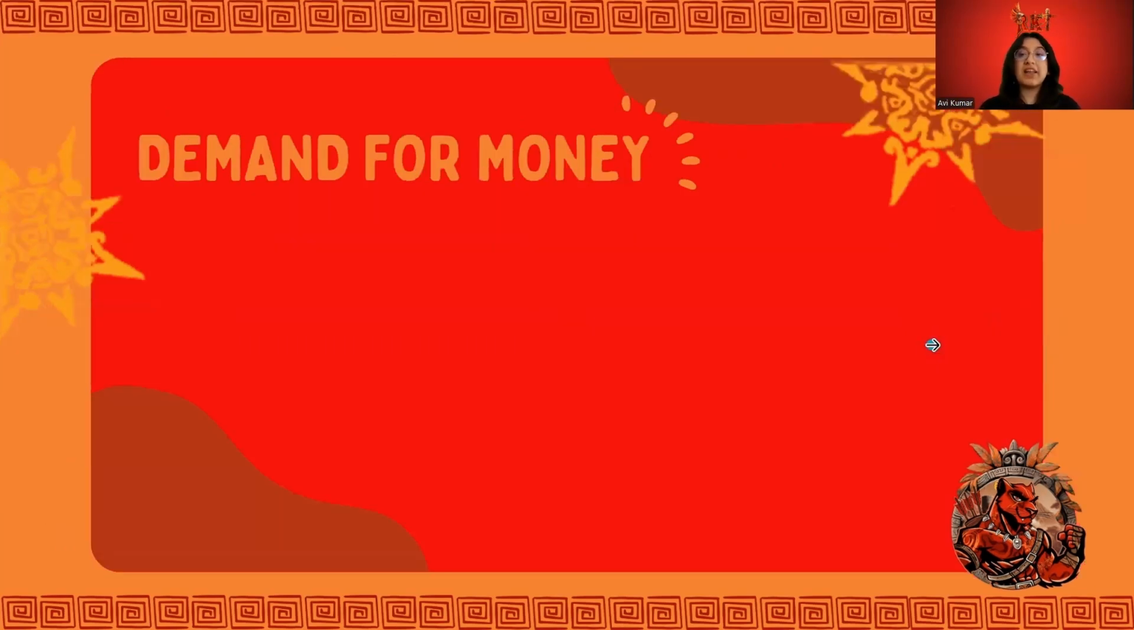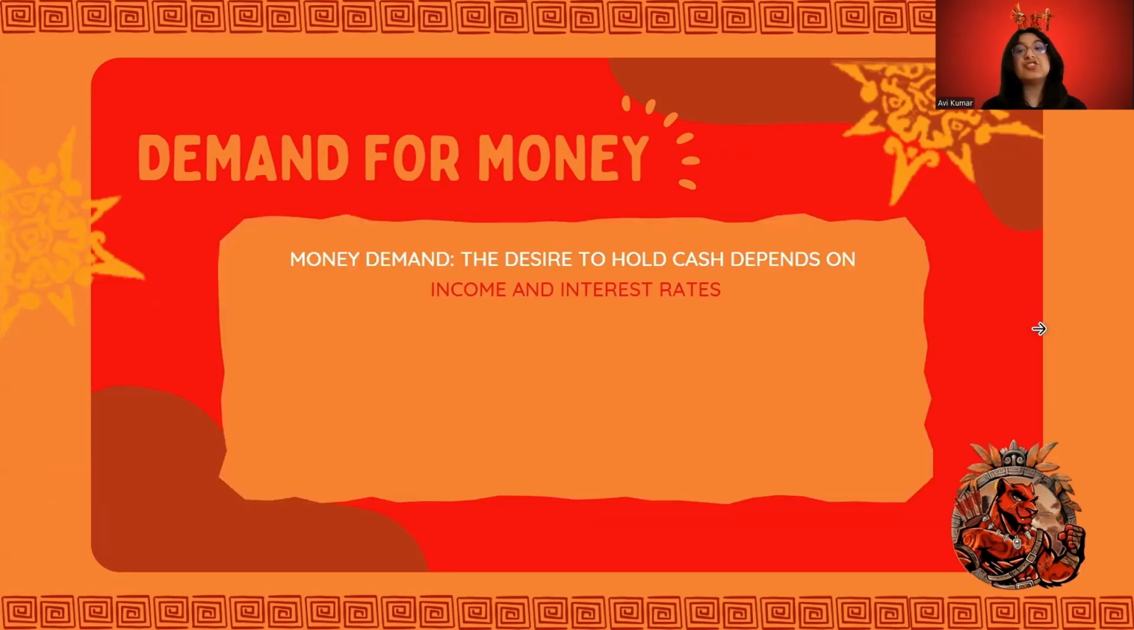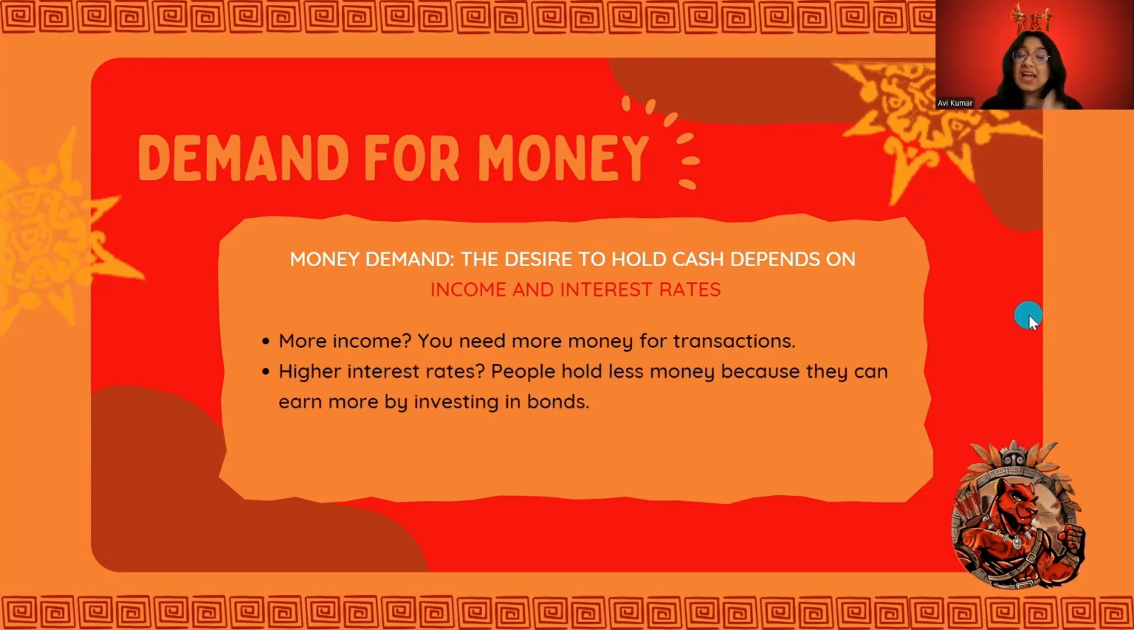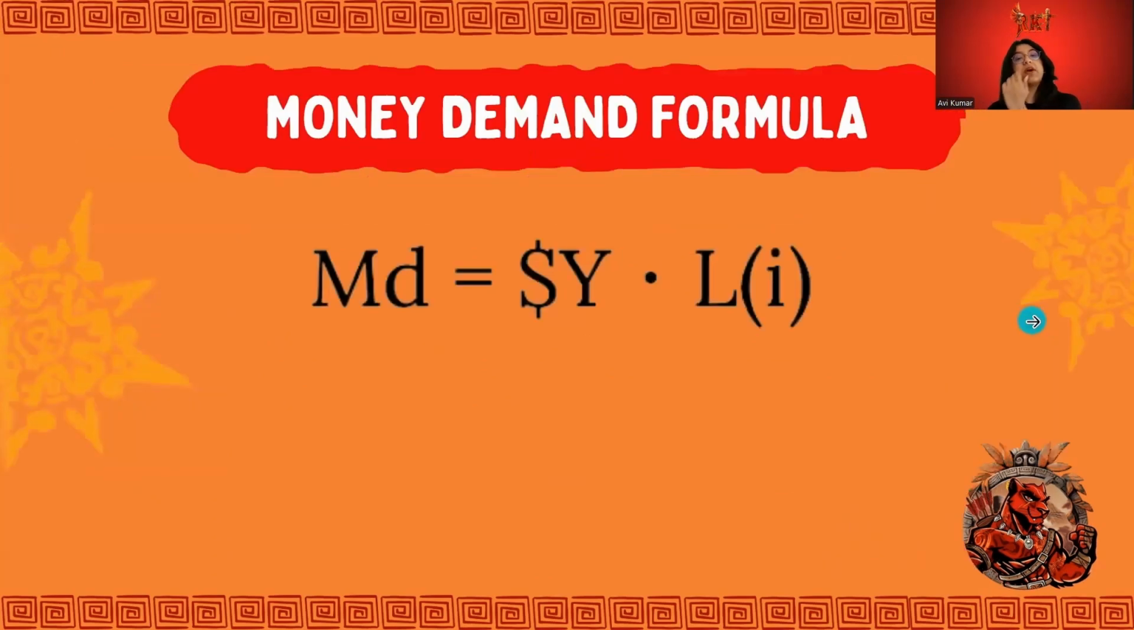Now, let's talk about the demand for money. The demand for money essentially means how much money am I holding and how many bonds am I holding. This is determined by two main factors, your income and interest rates. Let's say you have more income. This means you need more money for transactions. However, if there are higher interest rates in the economy, people hold less money because they can earn more by investing in bonds.